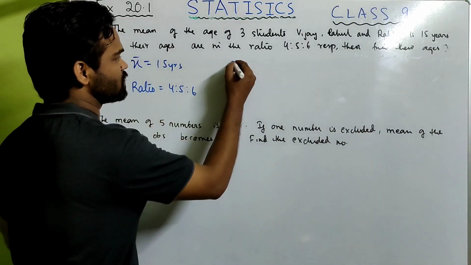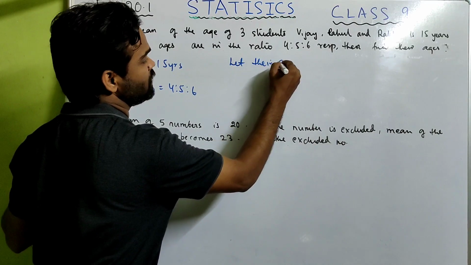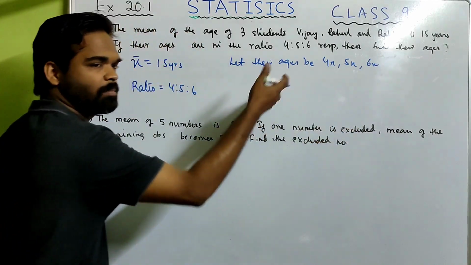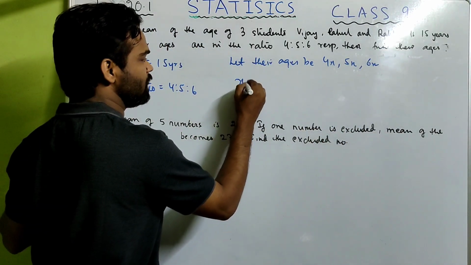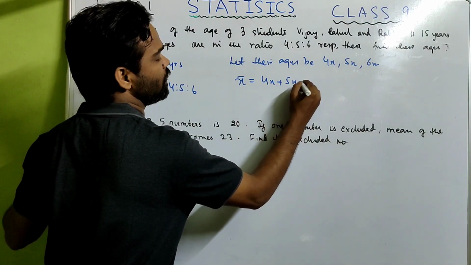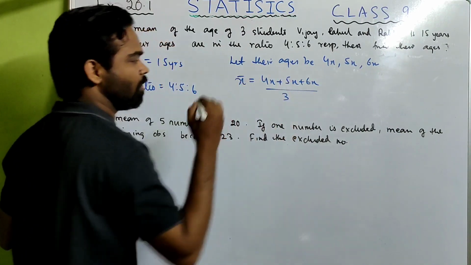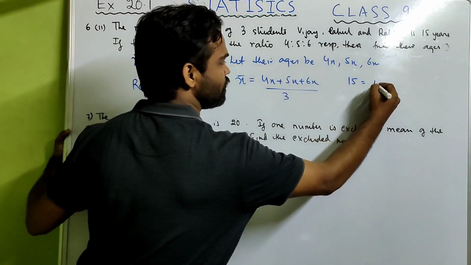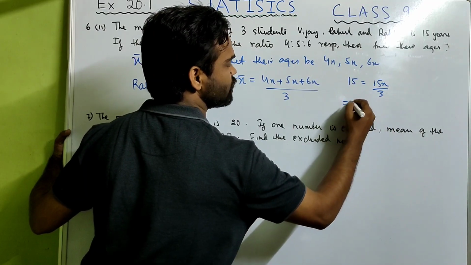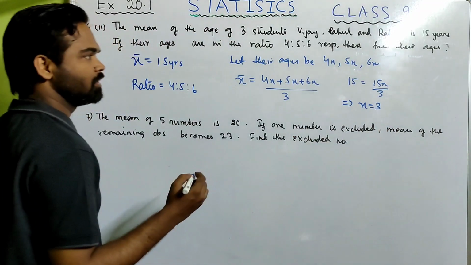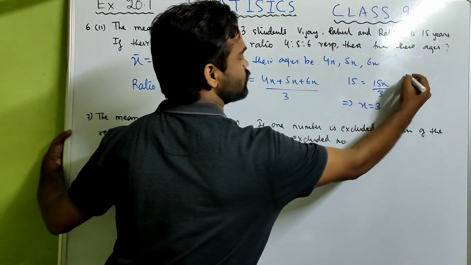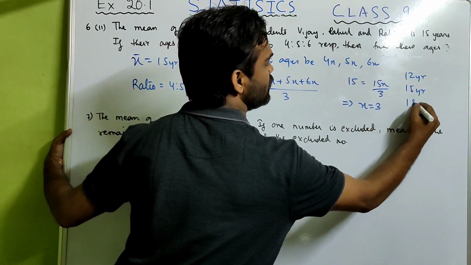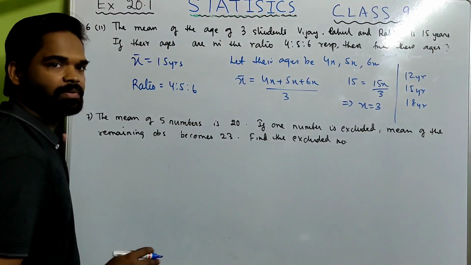Very easy. Since the ratio is given, let their ages be 4x, 5x and 6x, where x is a common factor. Then mean is given as sum of their ages by number of observation, which is 3 in this case. So mean is given to us: 15 equals 15x by 3, which, when we simplify, gives x equals 3. So the age of the first person, Vijay, will be 12 years. Then 5 3s are 15 years. Then 6 3s are 18 years. Done. Pretty simple.